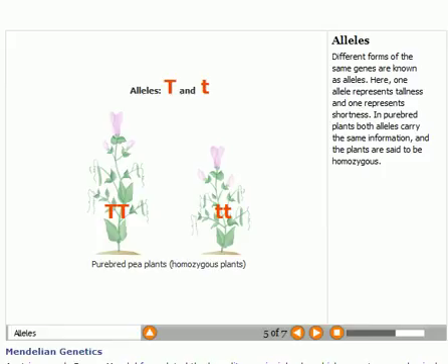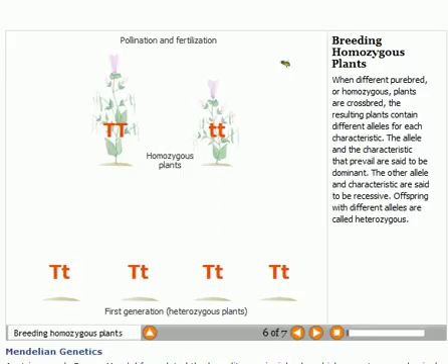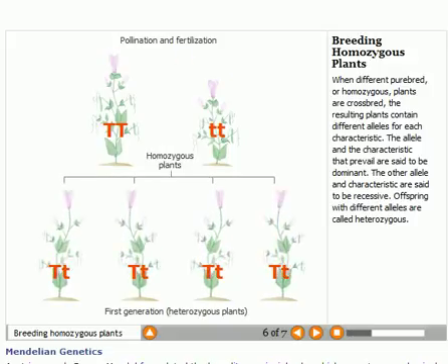In purebred plants, both alleles carry the same information, and the plants are said to be homozygous. When tall purebred plants are crossed with short purebred plants, their offspring each receive 1 allele for tall and 1 for short. The offspring are called heterozygous. Since these plants all appear tall, we say that tall is the dominant trait and short is the recessive trait.